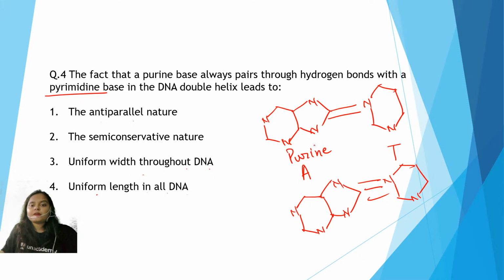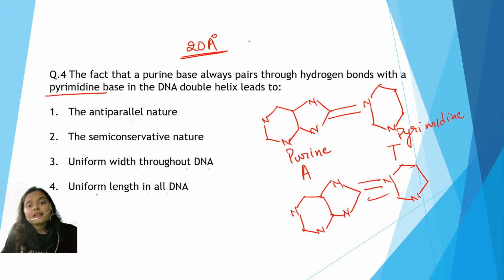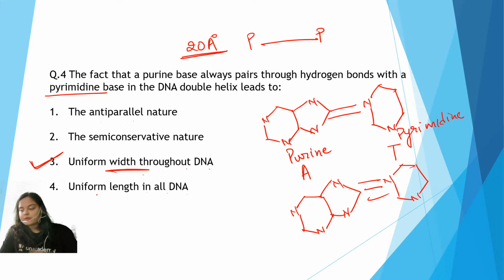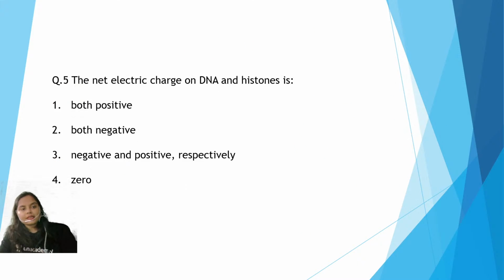So every time a purine is binding with a pyrimidine, this is maintained in the structure of DNA, so that the width of the DNA is constant. Remember I told you that the diameter of the DNA is 20 angstrom, and the diameter means the distance from phosphate to phosphate, right? So in order to maintain the diameter constant, a purine always base pairs with a pyrimidine. That means uniform width throughout the DNA. So the right answer is option number 3. Okay. Now, moving ahead, yes, Kunal, this is the right answer. Option number 3 is the right answer.